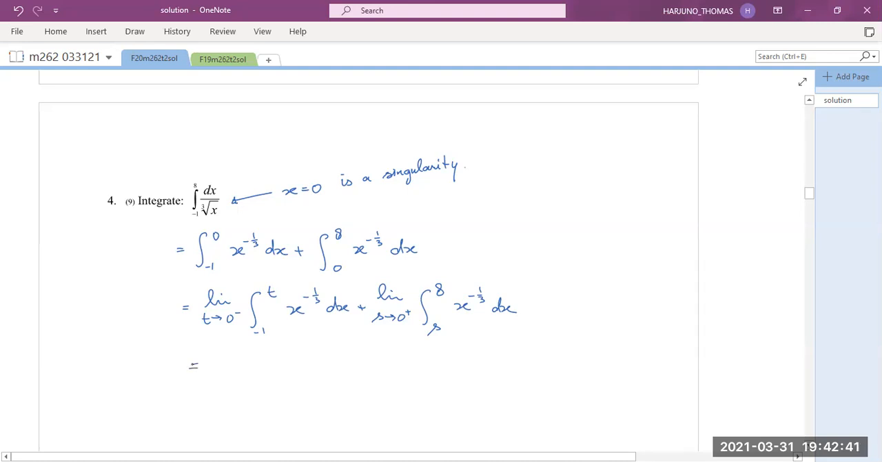It is a singularity at 0, right? If you plug in x equals 0 there, then it is a singularity. We cannot. We have to approach that using a limit. So this is the limit as t goes to 0 of negative 3/2 x to the power of 2/3 from -1 to t plus the limit as s goes to 0 from the positive side of 3/2 x to the 2/3 from s to 8.